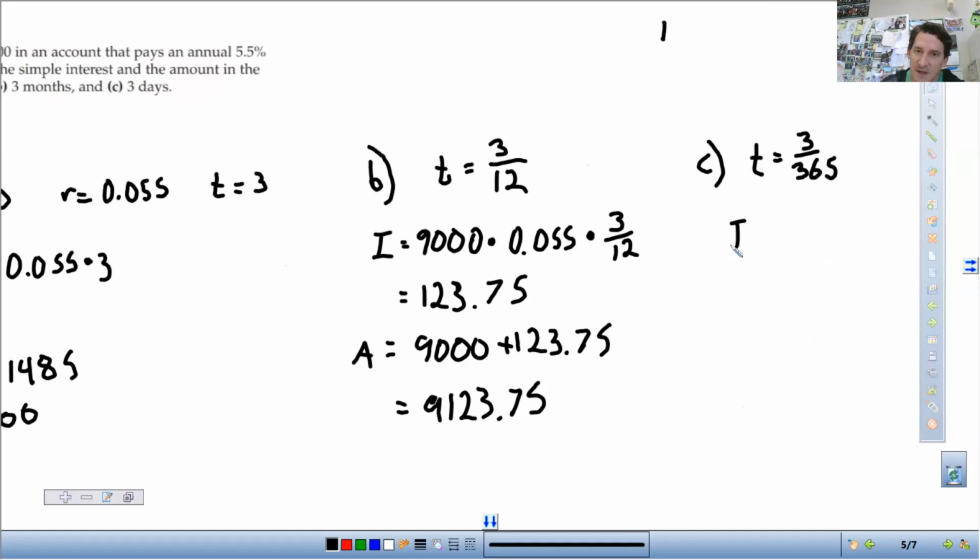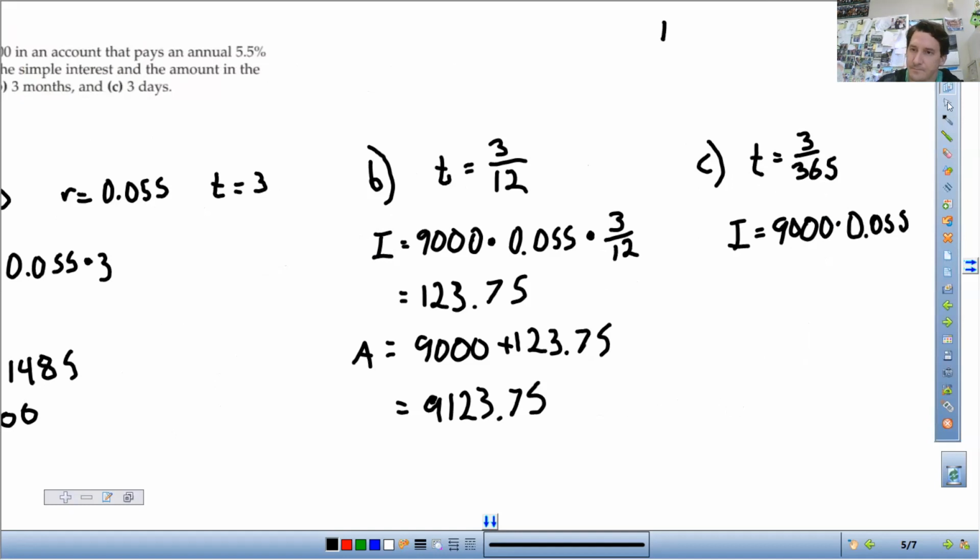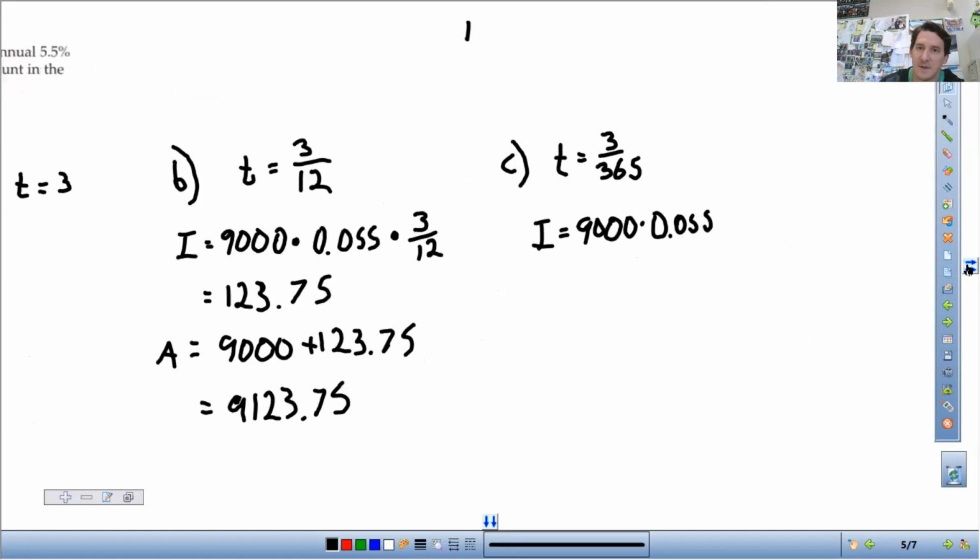So you're going to do the same thing. You're going to do 9,000 times the interest rate, 0.055, times 3 over 365. Real quick, I'm going to show you how to enter this into a calculator.